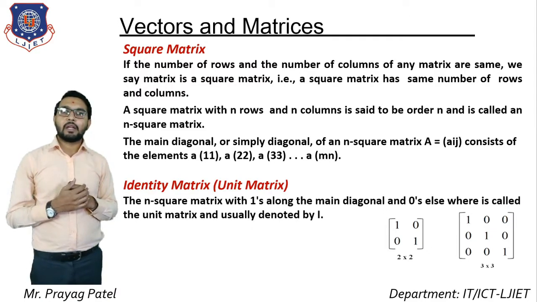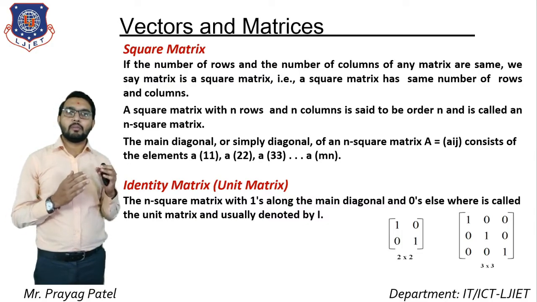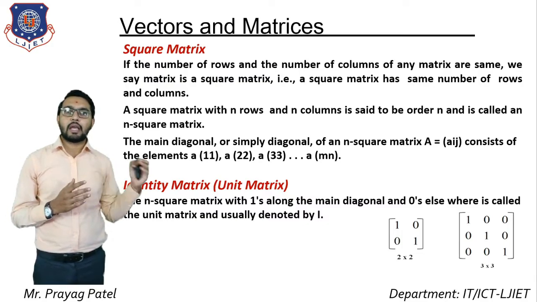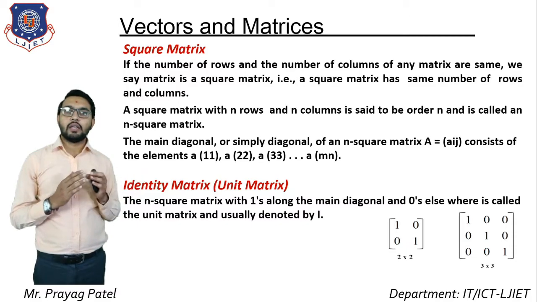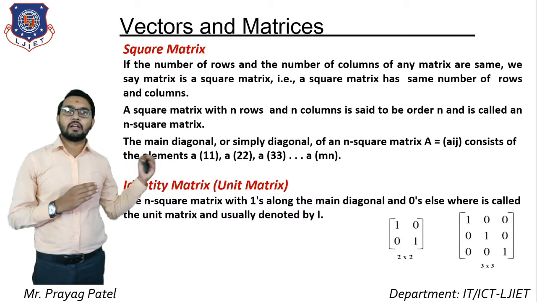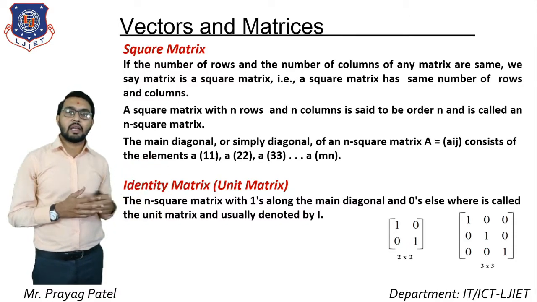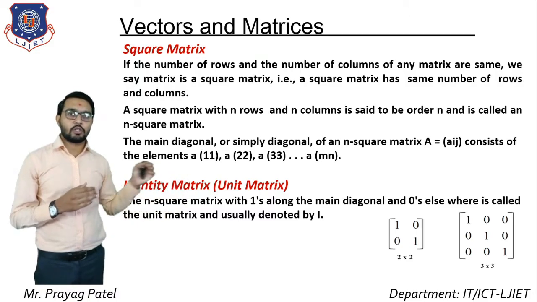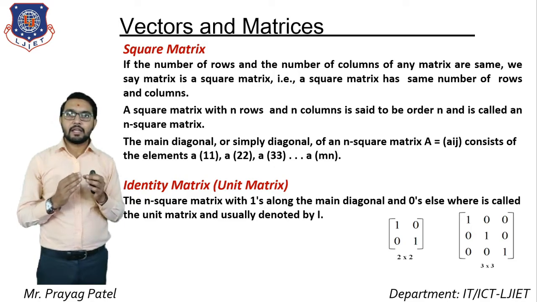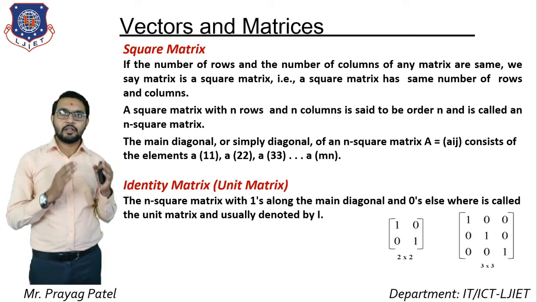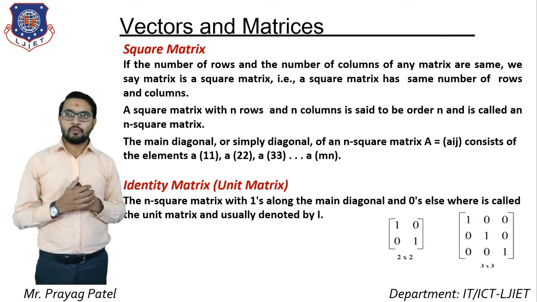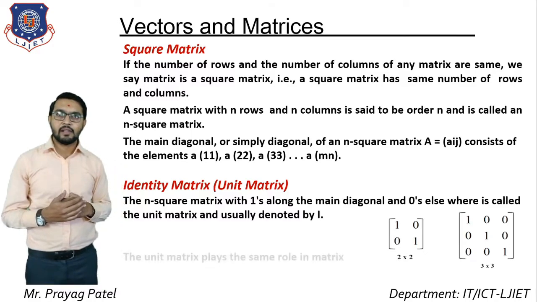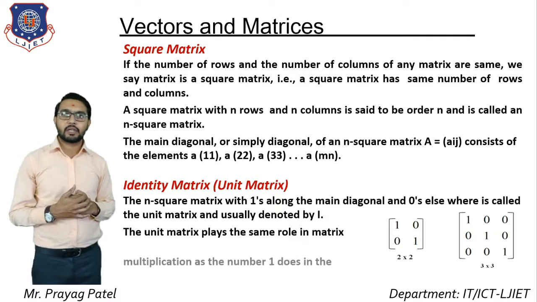The n square matrix with ones along the main diagonal and zeros elsewhere is called the unit matrix, and is usually considered an identity matrix and denoted by the capital I. So this 2 cross 2 and 3 cross 3 matrix is considered an identity matrix because the main diagonal value is 1 and all remaining values are 0. So it is considered a unit matrix or identity matrix.